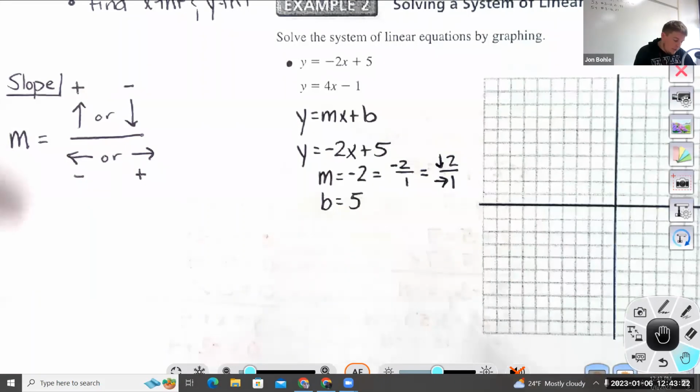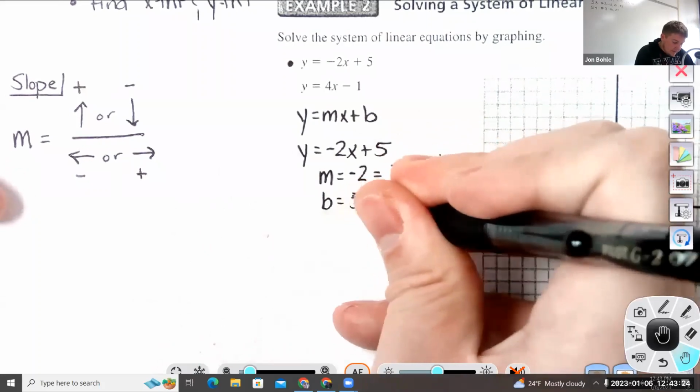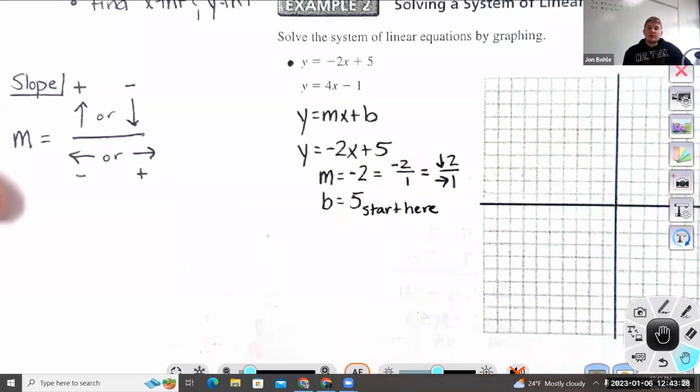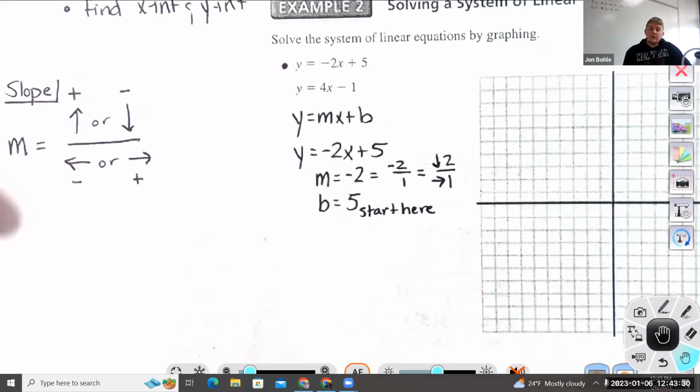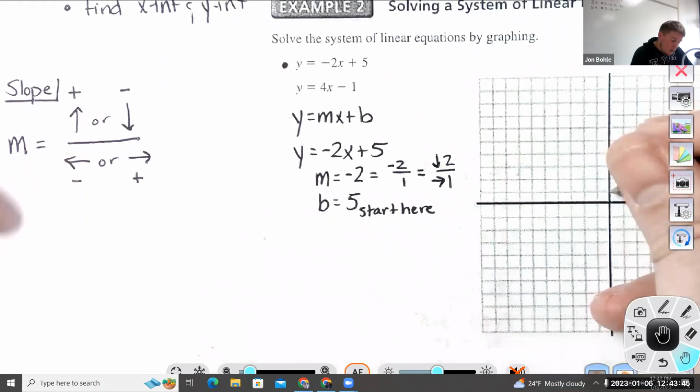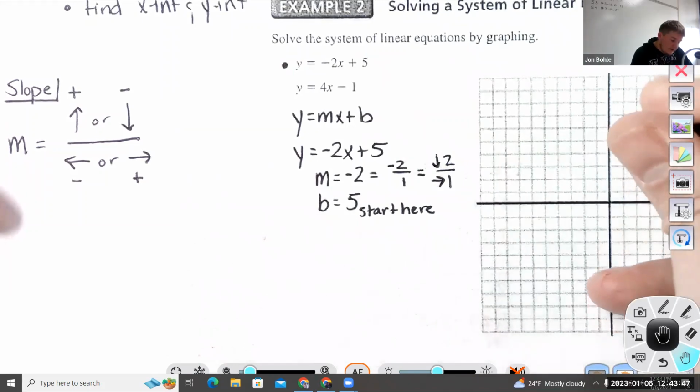Okay, so remember, you start with the B value. So we're going to start with the B value. I'm going to start with 5 on the y-axis. 1, 2, 3, 4, 5.